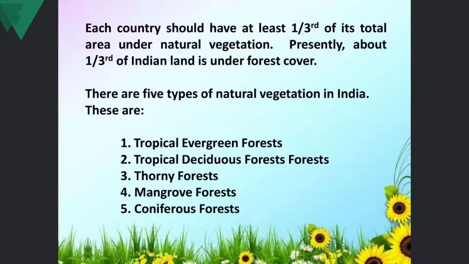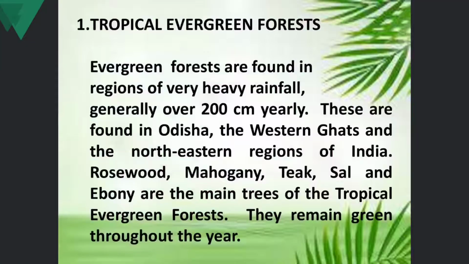We have 5 types of natural vegetation in India. Let's see. Tropical evergreen forest, tropical deciduous forest, thorny forest, mangrove forest, and coniferous forest. First of all, we are going to discuss each type of forest. Firstly, we have the tropical evergreen forest.